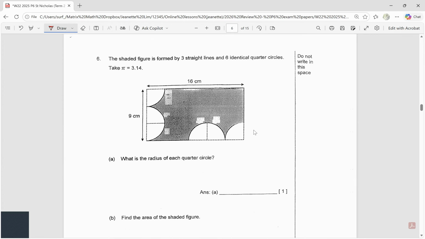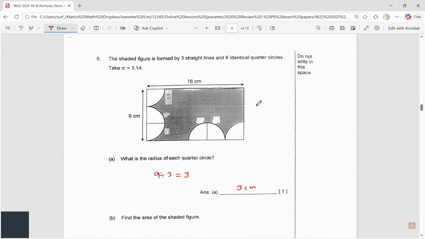Question 6. The shaded figure is formed by 3 straight lines, so the shaded part, this 1, 2, and then 3 straight lines, and 6 identical quarter circles. So 1, 2, 3, 4, 5, 6. What is the radius of each quarter circle? 9 is 3 times the radius. So the radius would be 9 divided by 3, 3 cm.